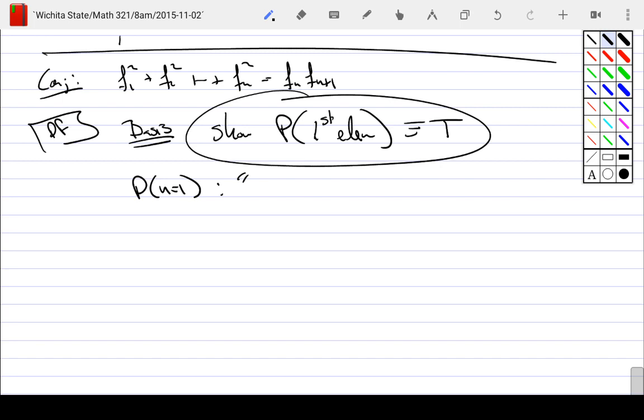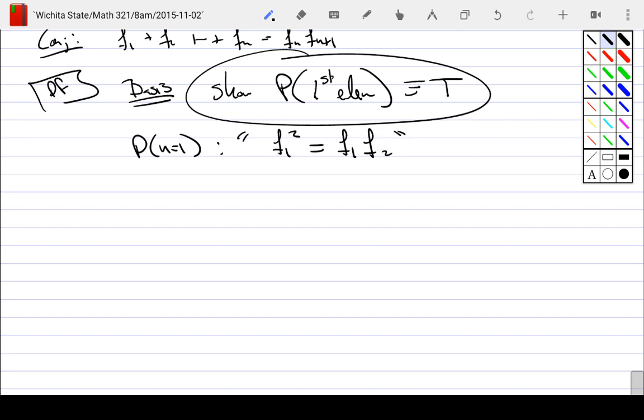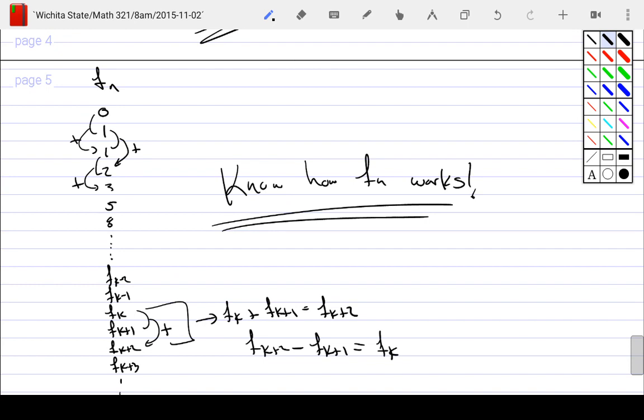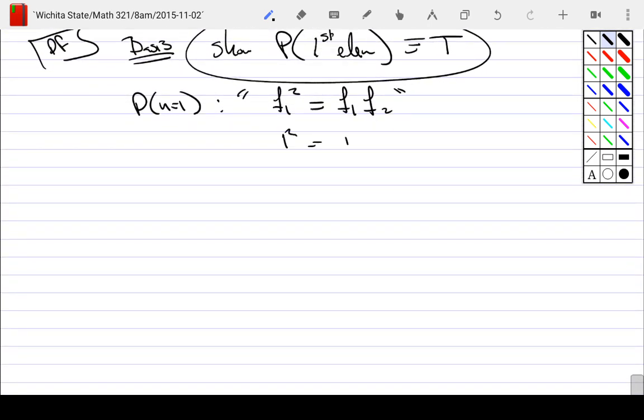What's the left side? f1 squared. What's the right side? f1 and f2. What is f1? 1. What's f2? Let's go back up here. What's F1? 1. What's F2? 1. So is this true that 1 squared is equal to 1 times 1? True.